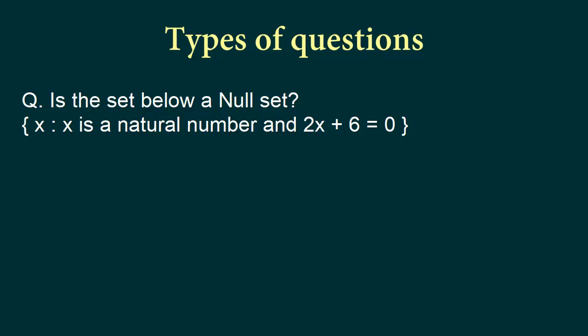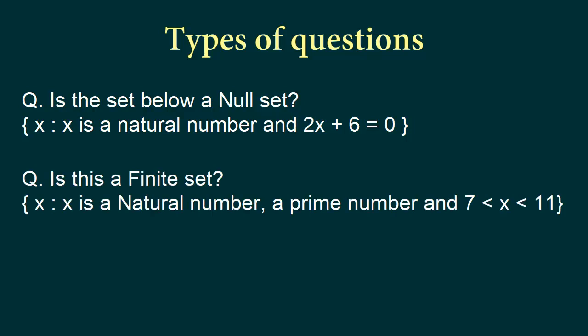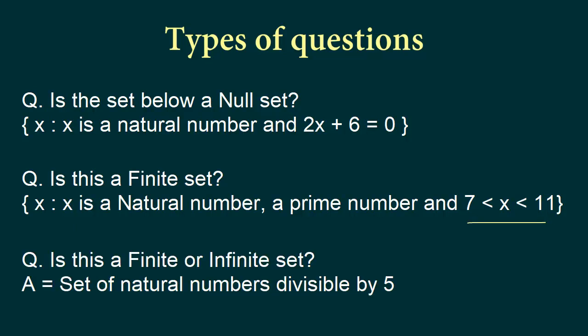Where the set is defined as x is an element that is a natural number and also 2x plus 6 equals 0. Similarly, is this a finite set? The set contains element x where x is a natural number, x is a prime number, and x also satisfies this condition. And finally, questions like this: is the following set a finite or infinite set? Another example. So here set A is defined as a set of natural numbers which are divisible by 5.